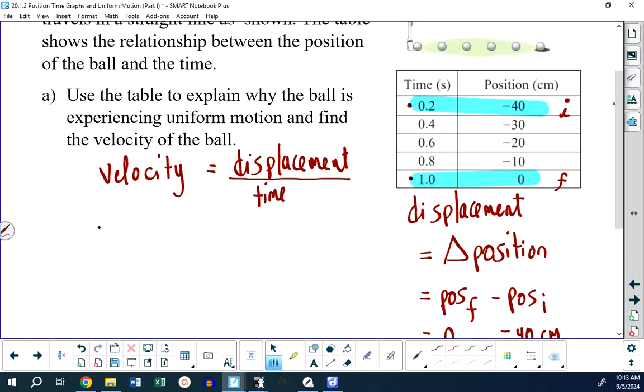So the velocity, and what we're finding is the velocity, the instantaneous velocity, the average velocity. It's the velocity everywhere because it's uniform motion. Will be the displacement, which is positive 40 centimeters, divided by the time, which is 0.8 seconds. My brain just shorted out there for a second, but I think it's 50. Is that right? 50 centimeters per second.